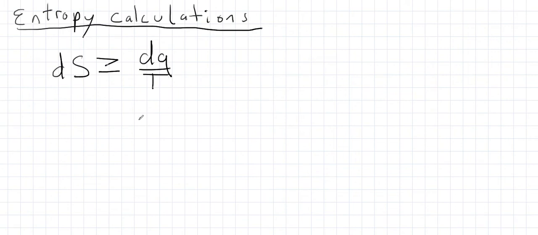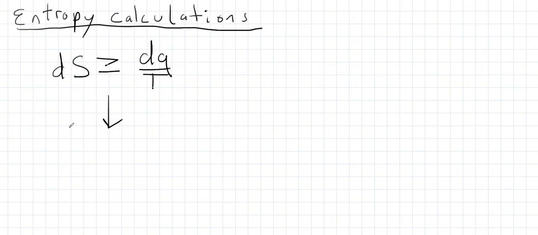In practice, the way we calculate changes in entropy is going to be related to heat flow into or out of a system. And this is shown by the Clausius inequality. It says the change in entropy in a system is going to be greater than or equal to the heat flow into the system divided by the temperature.